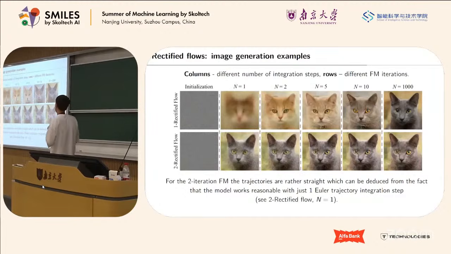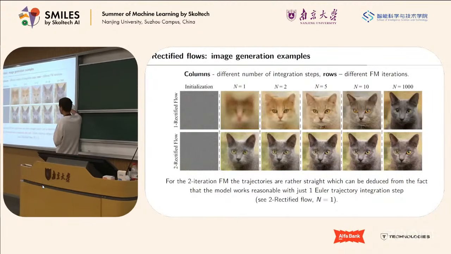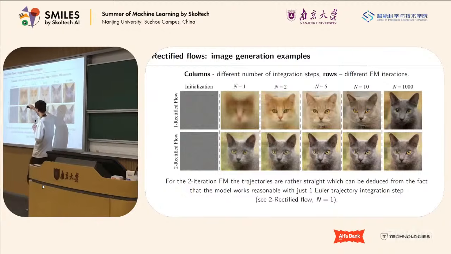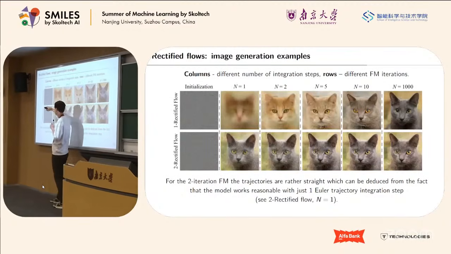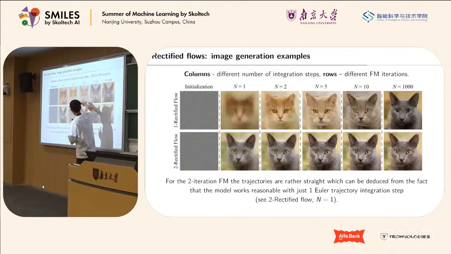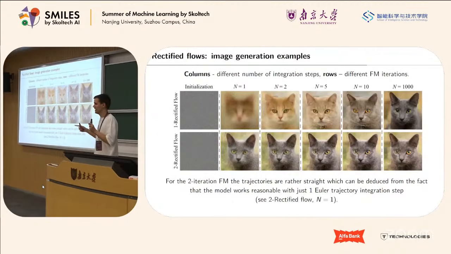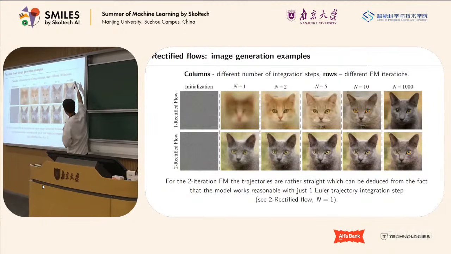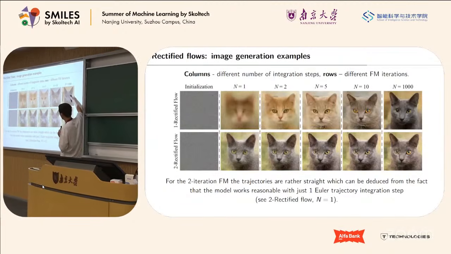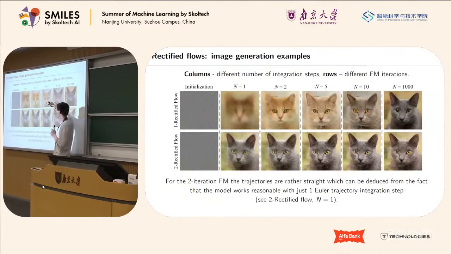Basically, I think these are some more slides showing some examples. The columns here are a little bit different from what was shown previously. These columns show the initialization for your sampling, and the result of integration of the trajectory with different numbers of steps. If you do a very big discretization, your result is very good for one-step flow matching.